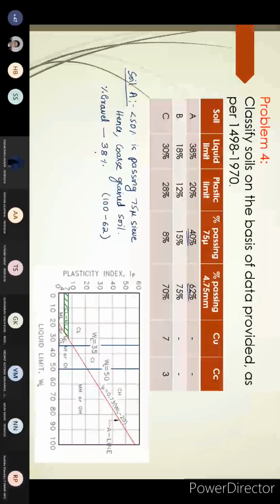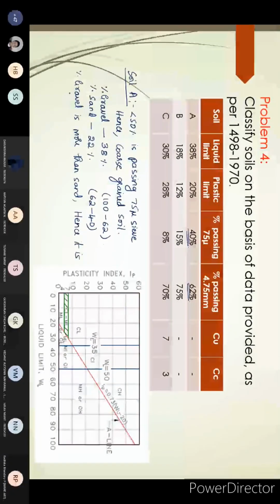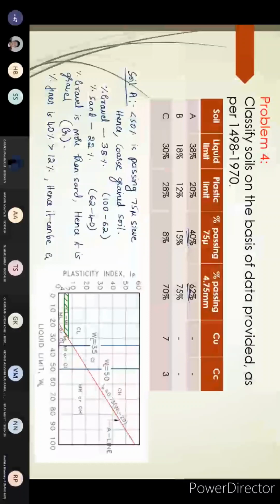Is it okay? Yes, ma'am. Percentage gravel, yeah. Now percentage sand will be 62 minus 40. It is totally 22%. So here also percentage gravel is more than sand. Hence, it is gravel, or the primary symbol is G. The next step, percentage fines is 40%, which is more than 12%. Hence, it can be GM or GC.